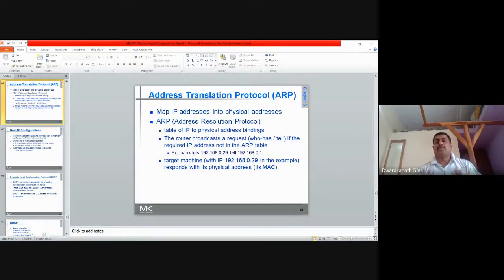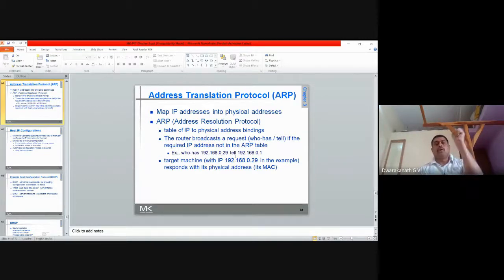For example, assume 192.168.0.29, who is having this? The router will ask. Then automatically the system will raise a hand and tell, yes, I am having this, and my MAC number is so and so. Then your IP address and MAC number will be noted like this.